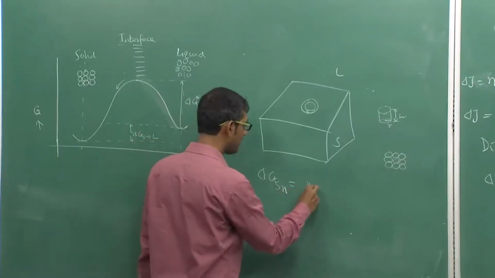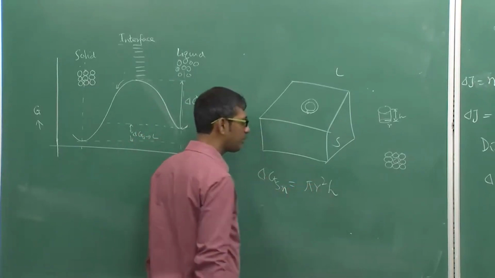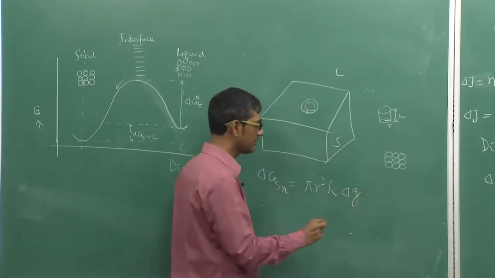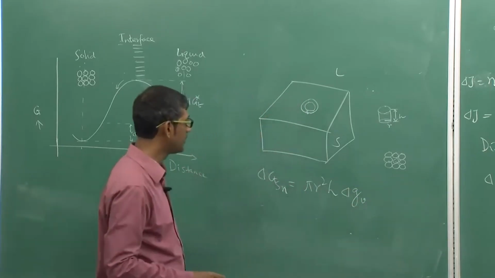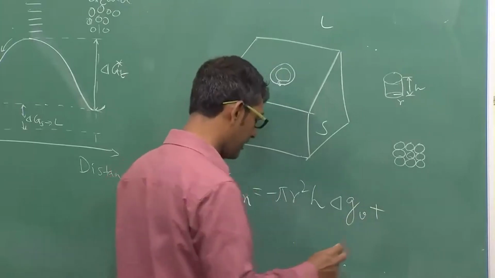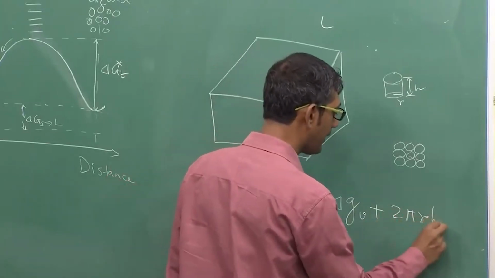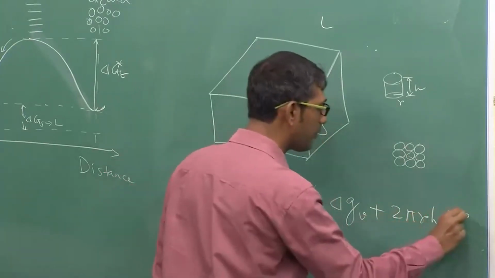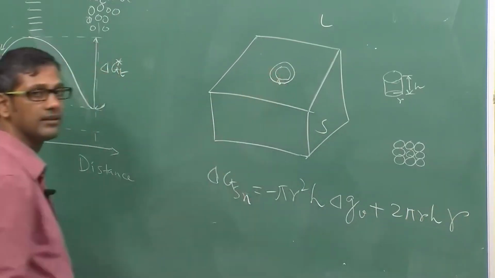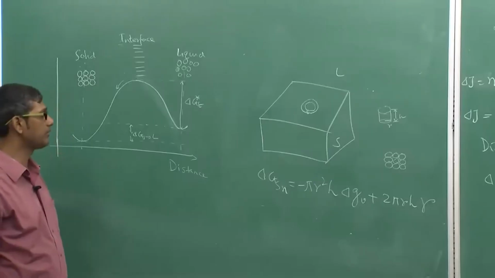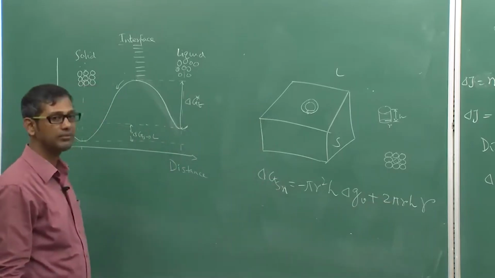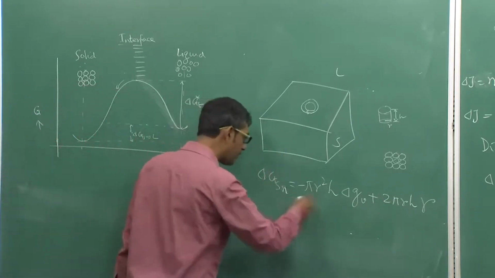So let us write down volume. Volume is pi r square h multiplied by the energy per unit volume, delta G V. This is minus obviously for the nucleation, plus you are creating a surface area, twice pi r h, multiplied by the interfacial energy between this solid and that. That's a very important factor. So that is the total energy of the surface nucleated form. Okay. Now you can do all the mathematics on that.